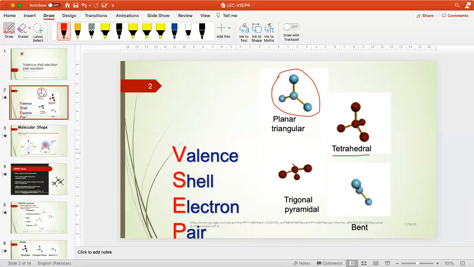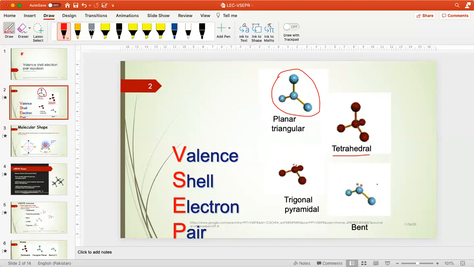Then we come to trigonal pyramidal. In trigonal pyramidal you can see the center and 4 attachments. Now 1 attachment is replaced by this lone pair. So when one of the attachments is replaced by the lone pair, what would be the impact? We will study it with the help of valence shell electron pair repulsion.